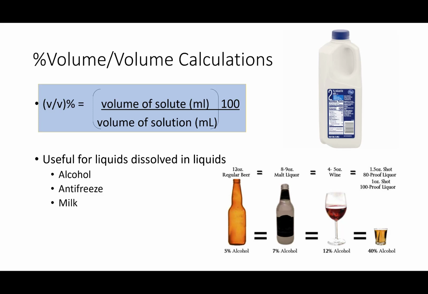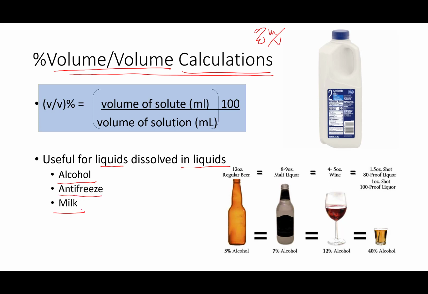Hi, ladies and gents. We're going to continue with our concentration calculations, and this time we're going to talk about percent volume and percent mass volume. But we're going to begin with percent volume calculations. Now, this is really useful when you're talking about a liquid dissolved in a liquid, and the situations where you're going to see this very often are alcoholic beverages, antifreeze, and milk.